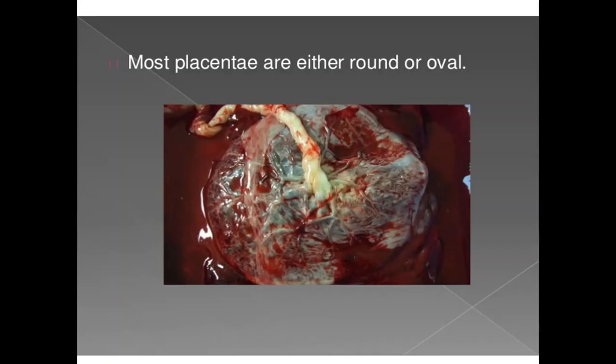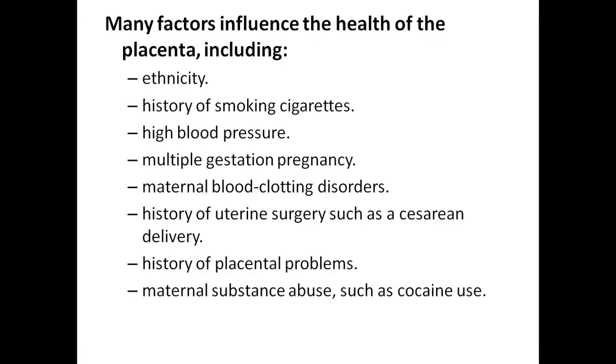Most placentas are either round or oval in shape. Many factors influence the health of the placenta, including ethnicity, history of smoking cigarettes, high blood pressure, multiple gestation pregnancy, maternal blood clotting disorders, history of uterine surgeries, cesarean delivery, history of placental problems, and maternal substance abuse such as cocaine use.